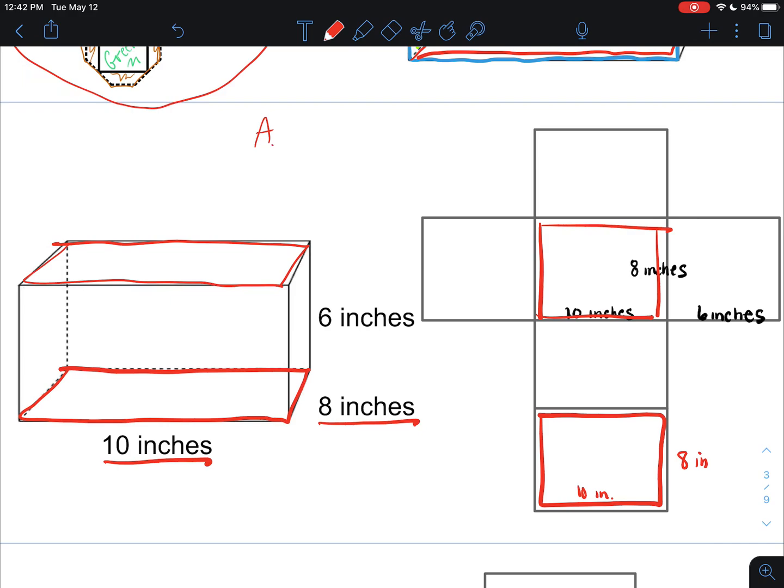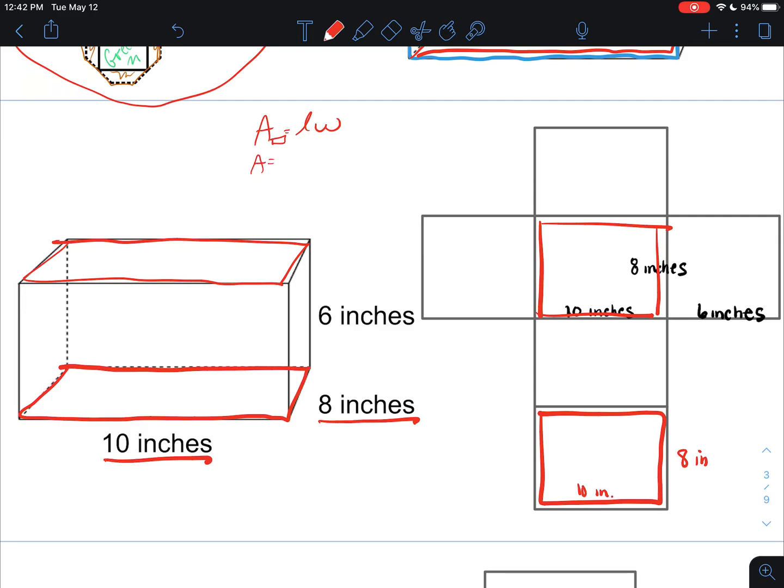So area of a rectangle. I'm hoping by now you know area of a rectangle is length times the width. So in this case, area is 10 times 8. So the area of that rectangle is 80 square inches. So I'm just going to write that inside each face of the rectangular prism, just so I know I took care of it.